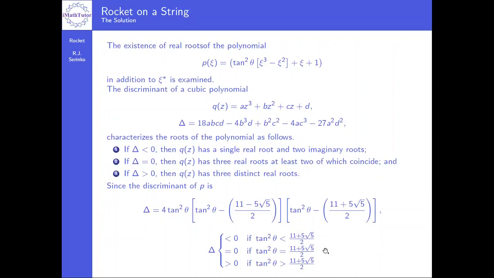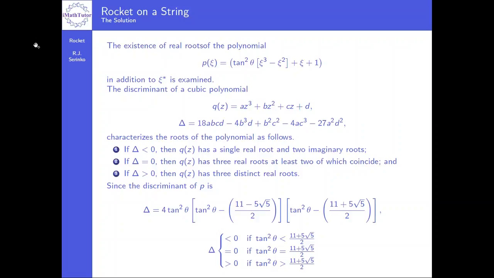And so what we end up with is our discriminant is less than 0 if tan squared theta is less than (11 plus 5 times the square root of 5) over 2. It equals 0 when tan squared theta equals (11 plus 5 square root of 5) over 2. And it's greater than 0 when tan squared theta is greater than (11 plus 5 square root of 5) over 2.